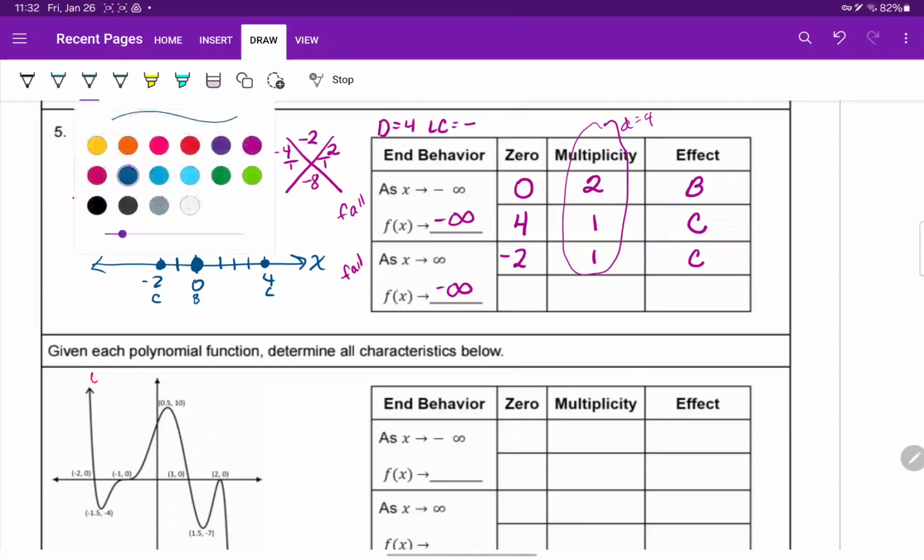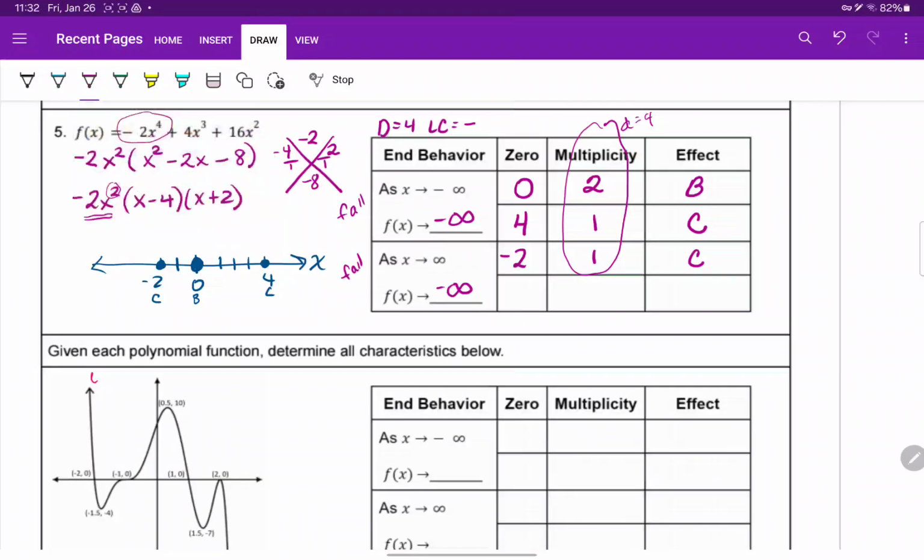Now let's actually plot the graph using the end behavior. So it has to fall on this side. So fall. So we cross, turn, touch and bounce, turn, cross. So fall on the right, fall on the left. There's my rough sketch of my polynomial.